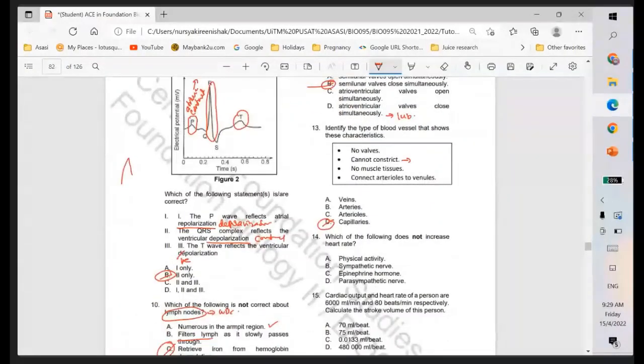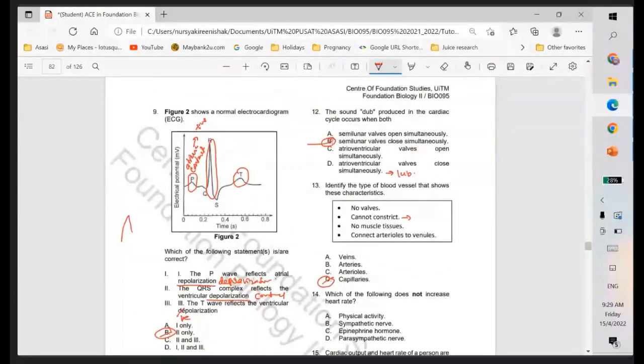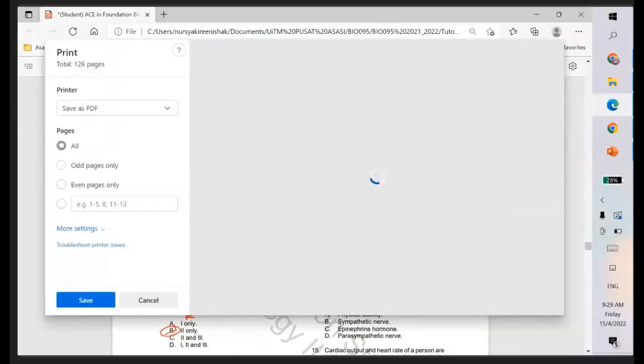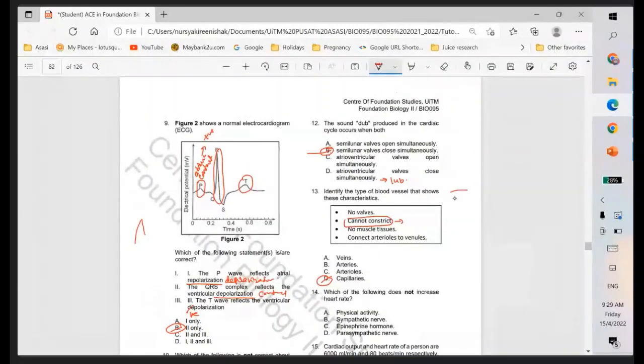So there is no need to produce pressure, so they cannot constrict. If a blood vessel is able to constrict, which layer will it have? Tunica media, intima, adventitia, which one? Blood vessels have three layers: the outer layer, middle layer and inner layer.